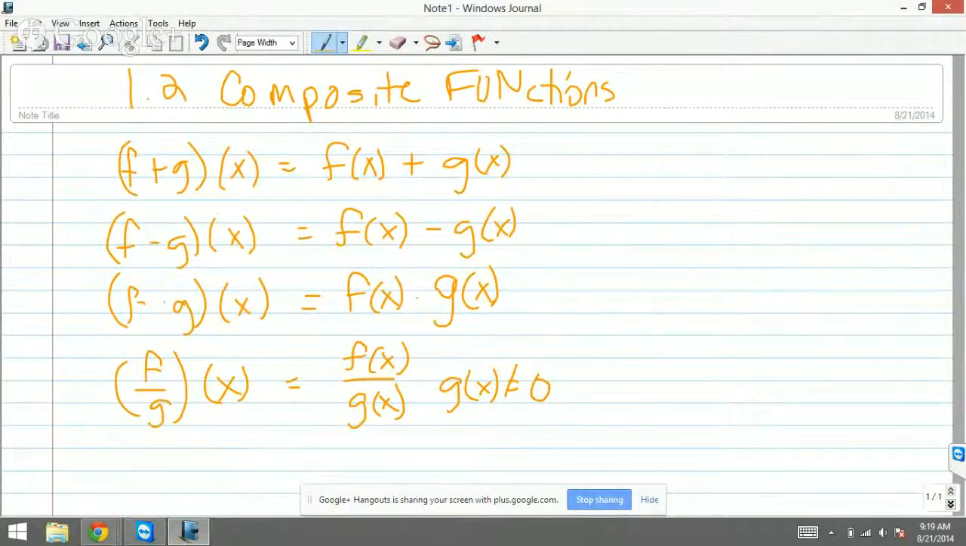Again, on the division, be careful, because g of x cannot be 0. Okay? g of x cannot be 0.